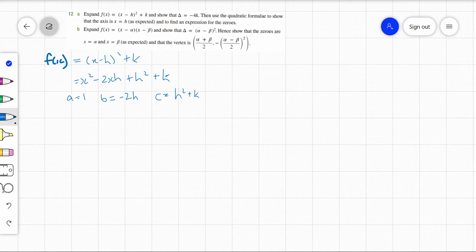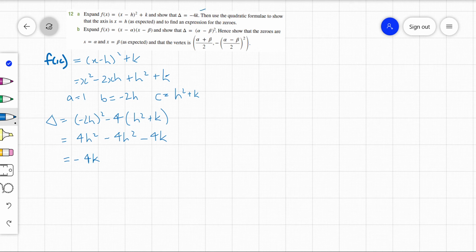So if I want to look at the discriminant, which is b squared, so (minus 2h) squared, minus 4ac, a is 1, c is h squared plus k. So you can see when I square a negative, I get a positive. I square a 2, I get a 4. I square an h, I get an h squared. Expand out these brackets, and you have minus 4h squared minus 4k. So you can see that the 4h squared minus 4h squared cancels, so you're going to get minus 4k for the discriminant. So we're good for that one.